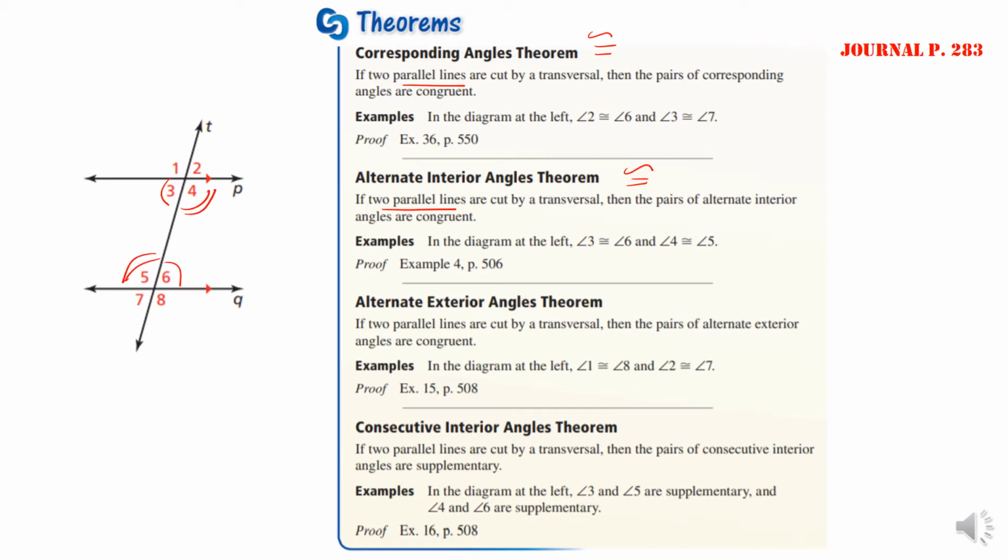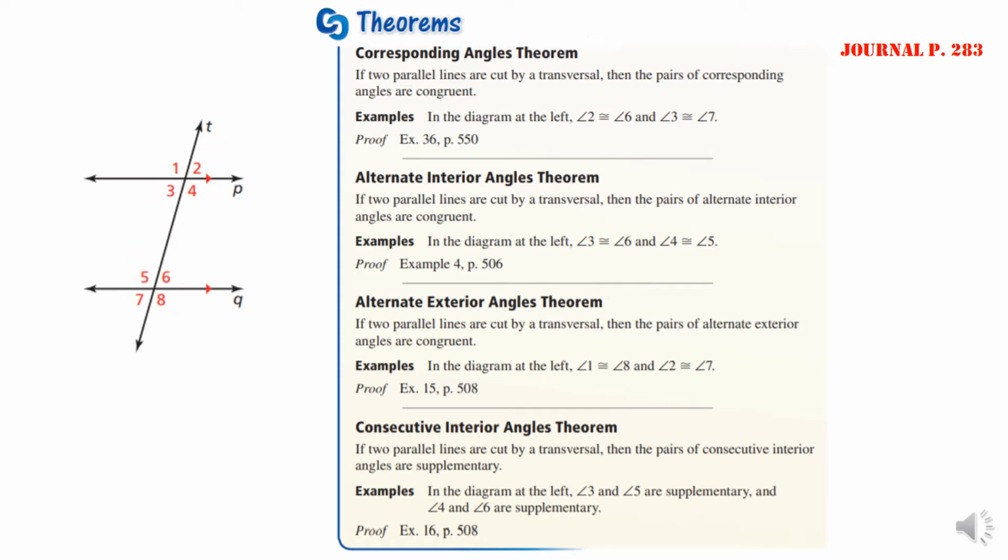Then we talk about alternate exterior angles. And if two parallel lines are cut by a transversal, then the pairs of alternate exterior angles are congruent. So that would be 2 and 7 and 8 and 1. Okay, so now we've got all congruencies.